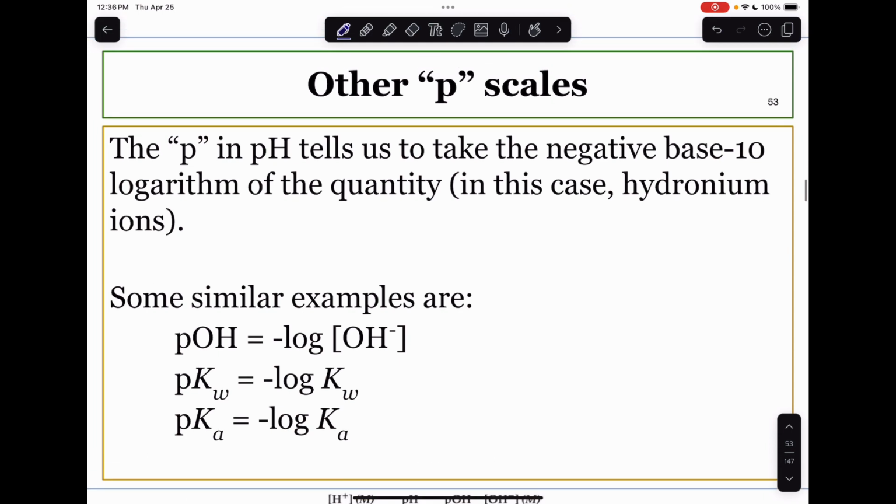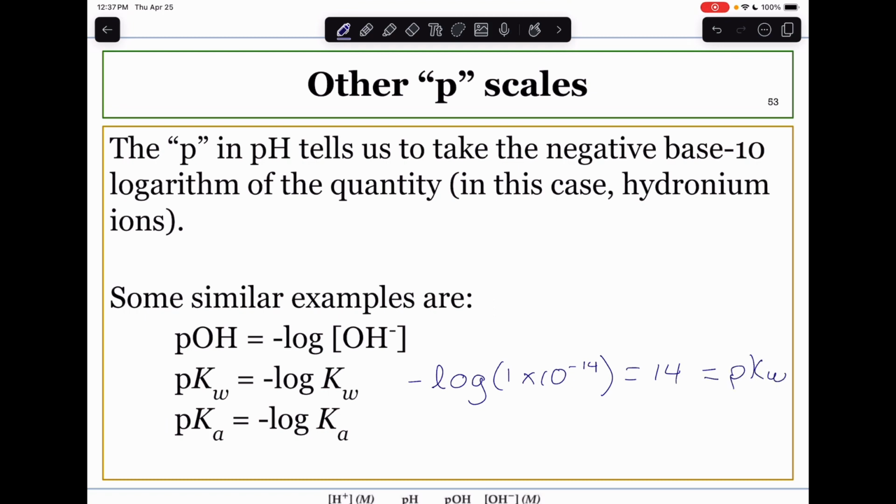So what's interesting is that the P in pH just means to take the negative log of the thing that comes next. So in this case, the H, which would be the hydrogen ions. But pOH would be to take the negative log of hydroxide concentration. pKw would be to take the negative log of the Kw. So that would be negative log of 1 times 10 to the negative 14, which equals 14. That is what pKw equals. We'll learn later what a Ka is, but if you were to take the negative log of Ka, then you would get pKa.